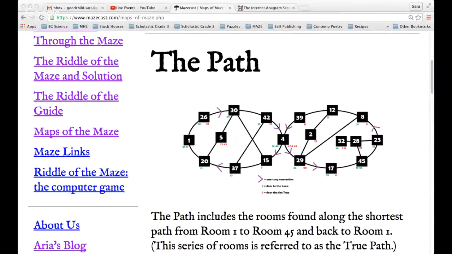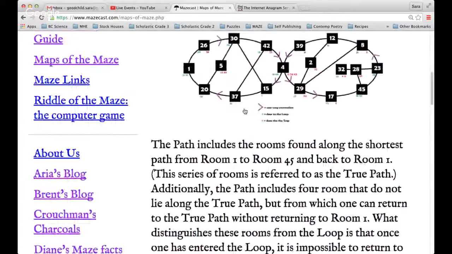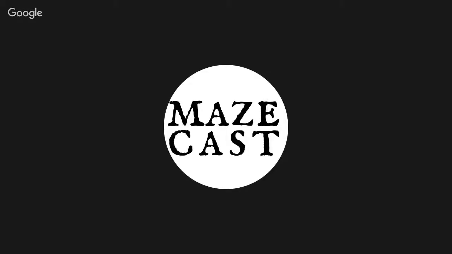But I guess these names are more helpful, they're more descriptive. If we just numbered them 1, 2, and 3, then it just starts to sound like jargon. When you describe them as the path, the loop, and the trap, then you get some idea of what's going on there.